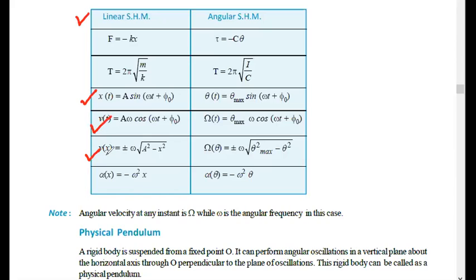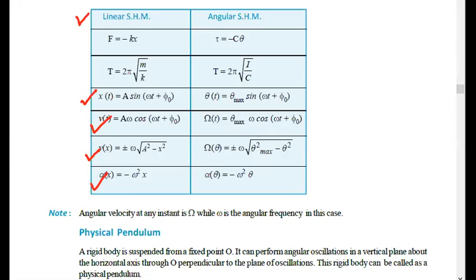Velocity with respect to x, this is velocity with respect to time. Then alpha with respect to x, alpha with respect to time will be a omega square sine omega t plus phi naught. Same thing is for angular SHM. Yes or no? Tell me yes or no. If you think a bit, everything will be the same. Now, don't you think this is the same as the equation of motion?